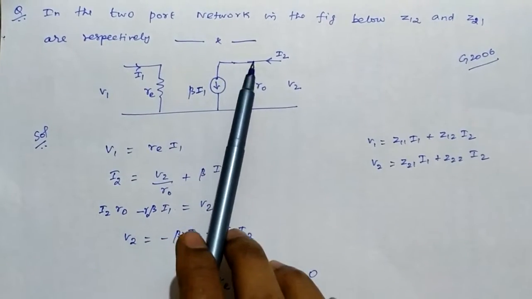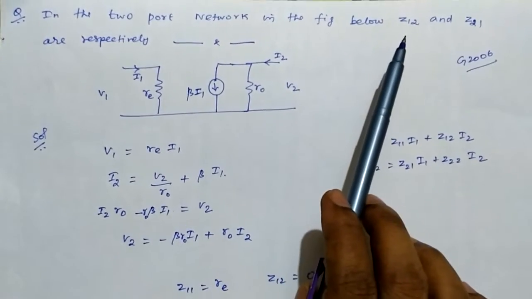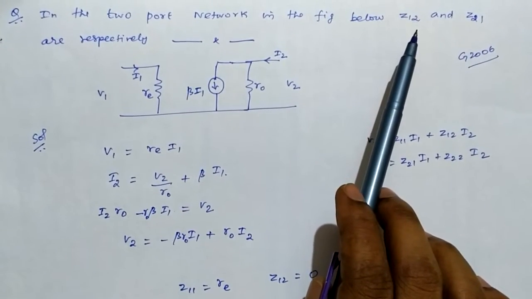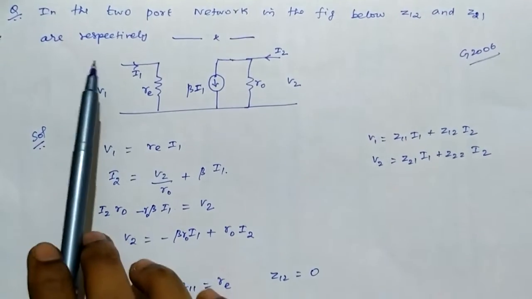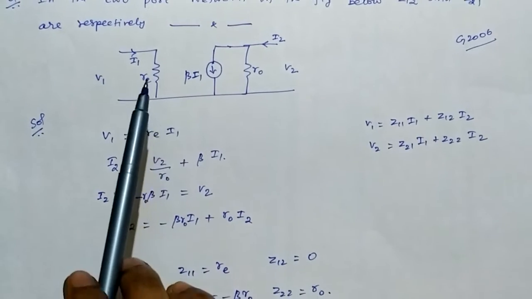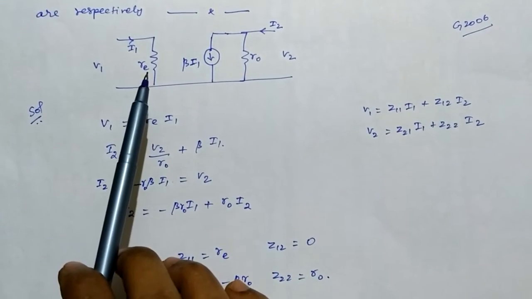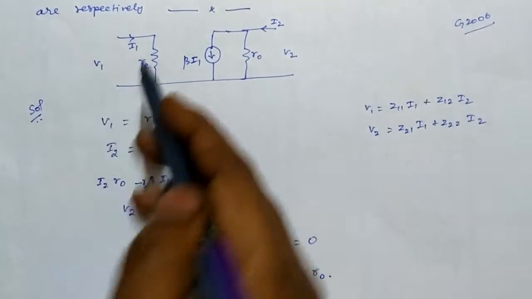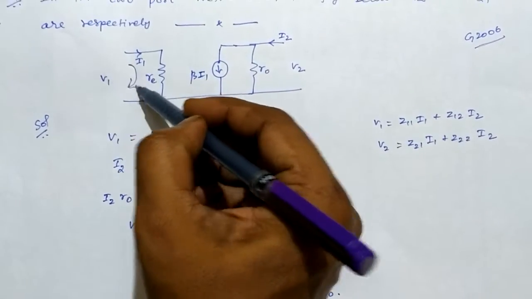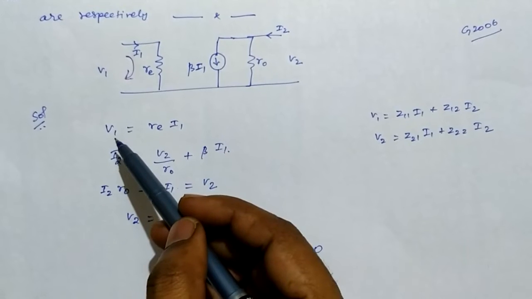In the two-port network in the figure below, what are the values of Z12 and Z21, respectively? Now, this is the given network. From the given network, we can write the input voltage. This is the input voltage, that is equal to V1.